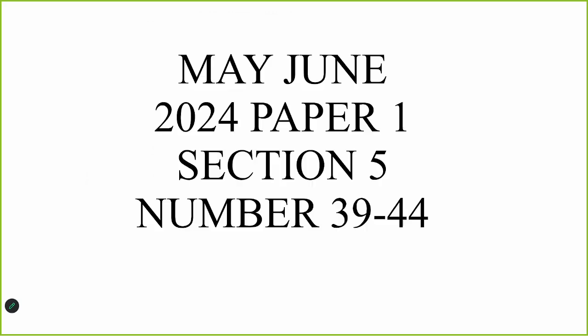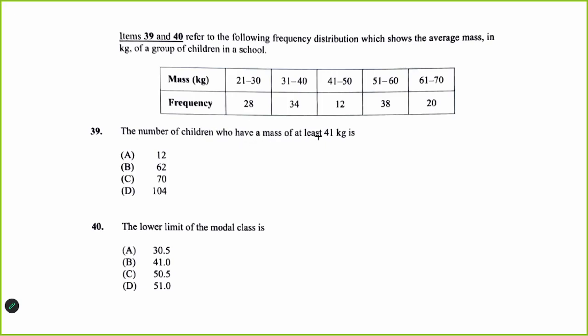Alright, that's the end of January 2025. Let's look at May, June 2024. The number of children who have a mass of at least, the least amount is 41. So that would be all these people here. That would be 12 plus 38 plus 20. This is 50. 8 and 2 is 10. 10, 20, and then a 30 is 50. 50 plus 20 is 70, so it will be 70.